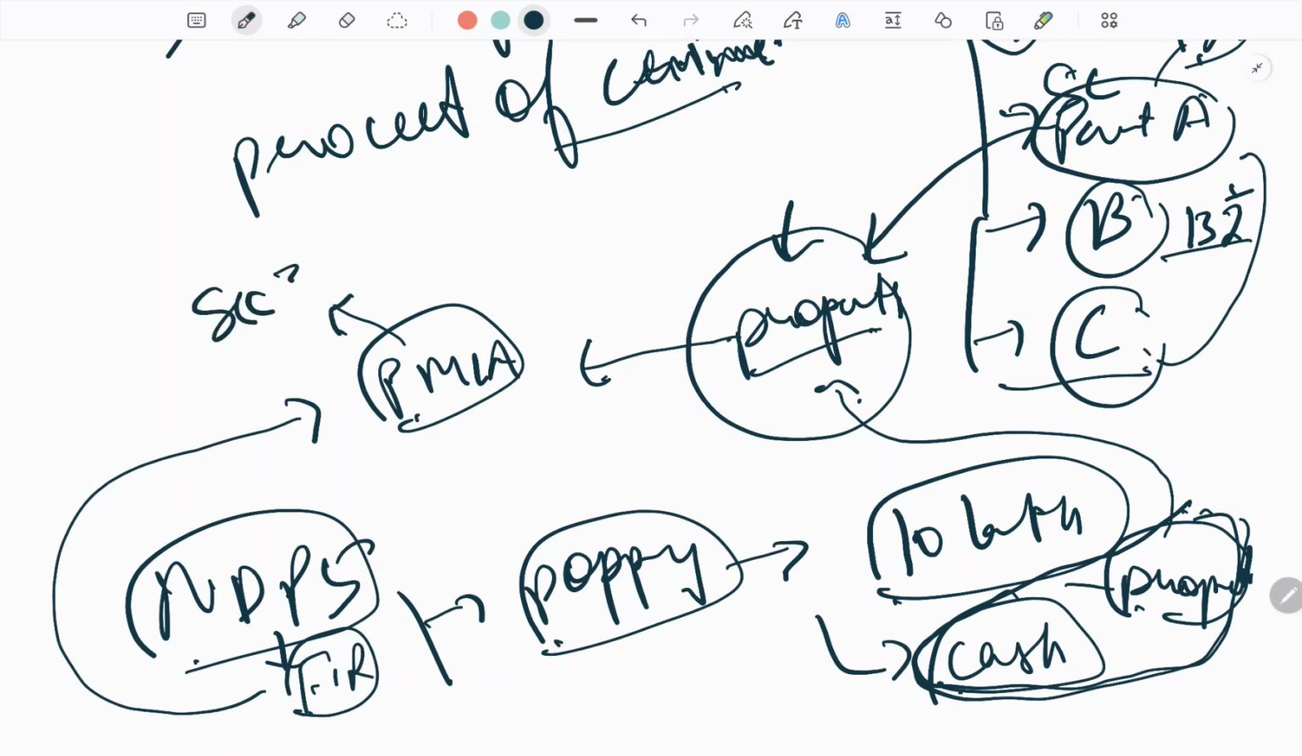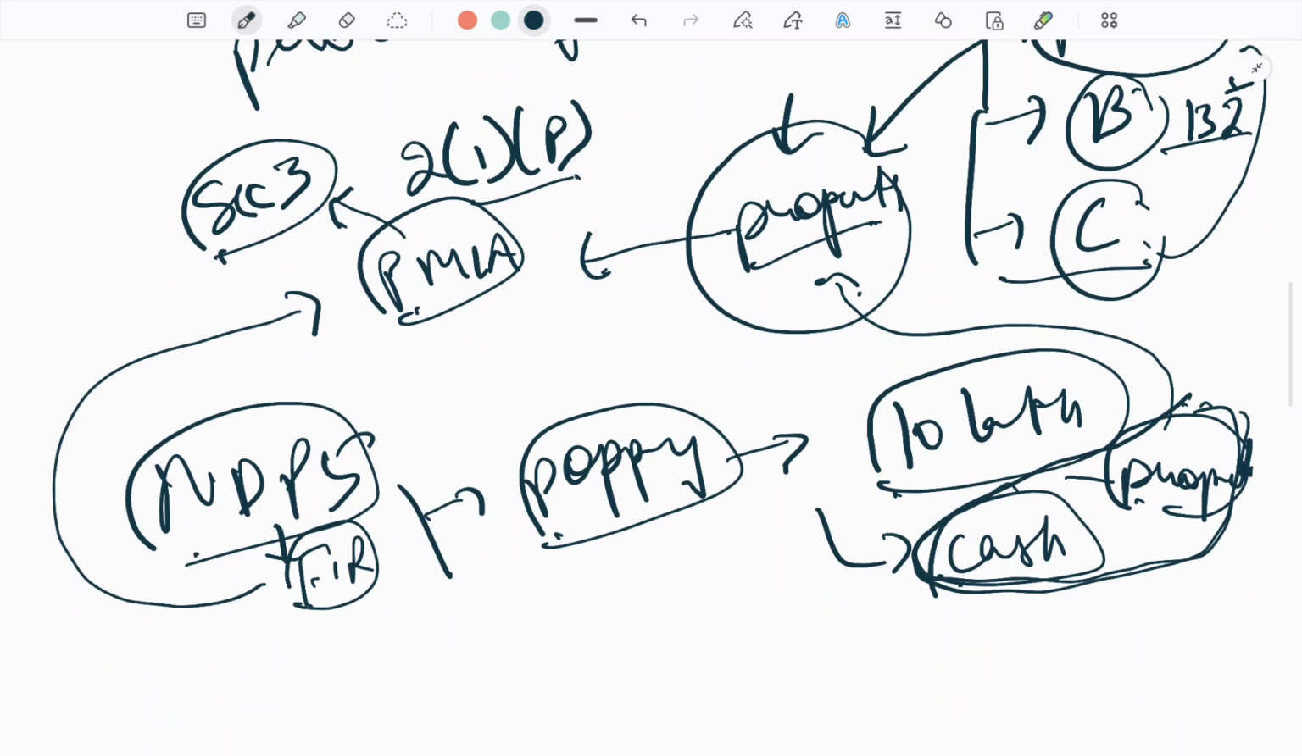There is section 3, which gives the definition. It defines the word money laundering, also covered in section 2(1)(p). What is money laundering? In layman's terms, when a person has black money and wants to make it white money, we have to cut that line, prevent that line. That is called the Prevention of Money Laundering Act.